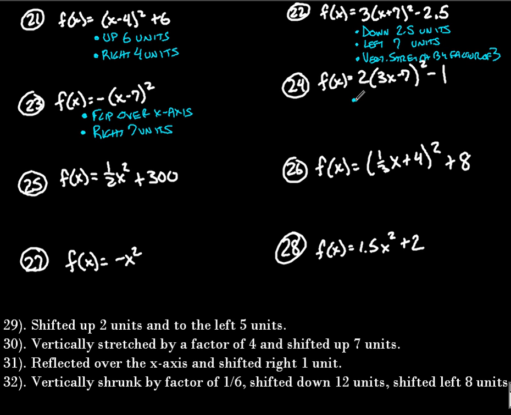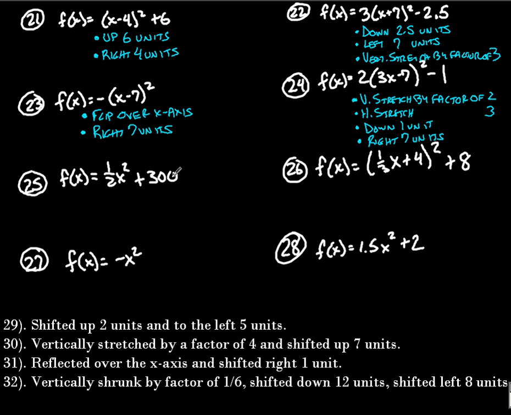24 has the most going on. Let's start with stretches. I'll have a vertical stretch, and that'll be by a factor of 2 because it's on the outside. I'm also going to have a horizontal stretch, and that's going to be by a factor of 3 because that's what's on the inside. Okay? Negative 1 on the outside means I'm going down 1 unit, and this minus 7 on the inside means I'm going to go to the right by 7 units there. We don't have to worry about the other numbers, just the singular numbers, the ones without x's attached to them.